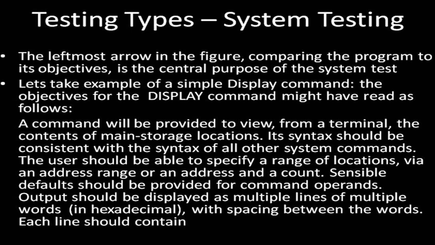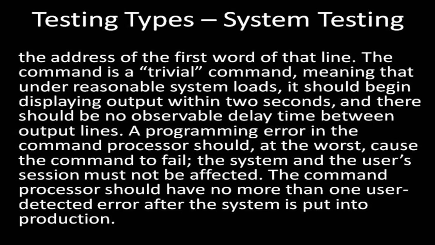For instance, the objectives for the display command might have read as follows: A command will be provided to view, from a terminal, the contents of main storage locations. Its syntax should be consistent with the syntax of all other system commands. The user should be able to specify a range of locations via an address range or an address and account. Sensible defaults should be provided for command operands. Output should be displayed as multiple lines of multiple words in hexadecimal, with spacing between the words. Each line should contain the address of the first word of that line.